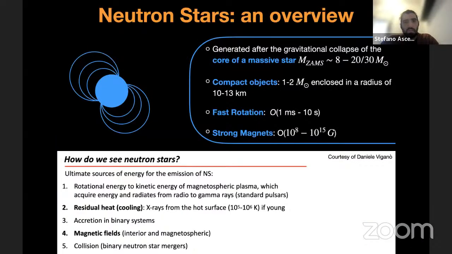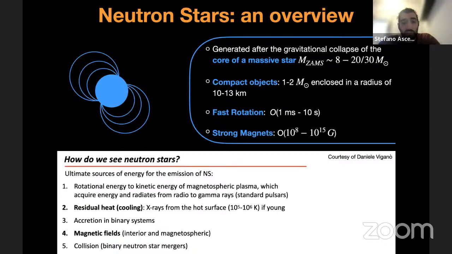And I want to start with a brief overview about neutron stars. As you know, neutron stars are generated after the gravitational collapse of the core of a massive star. I'm talking about a progenitor star with the zero age main sequence mass between 8 and 20 or 30 solar masses. They are very extreme objects. Indeed, they are compact objects which enclose a mass that ranges between 1 and 2 solar masses in a spherical volume of radius that ranges between 10 and 30 kilometers.